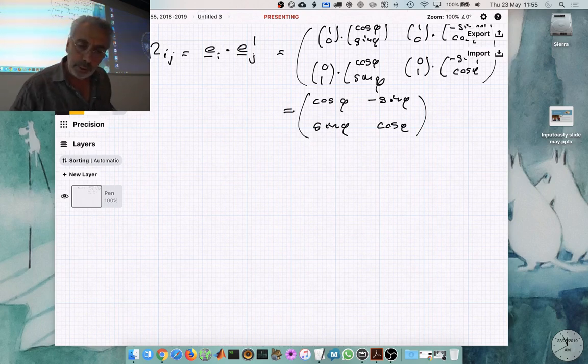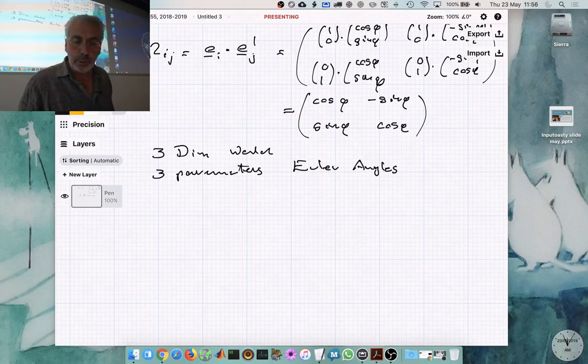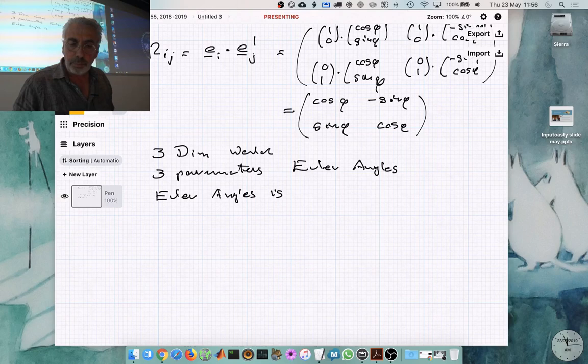How does it work in a three-dimensional world? Okay, we have three parameters, and for now there's one guy who came up with a system, and his name was Euler, of course. And we use what we call Euler angles. I mean, there are other ways to do that, and I will talk about that in 2 weeks, but for now we take three-parameter Euler angles. Now, Euler angles is a recipe.